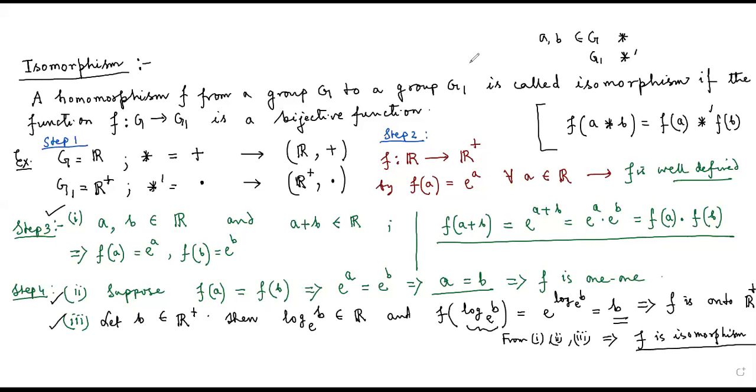And if I want to write it properly, sometimes authors write it in this manner, that f is an isomorphism of the group R plus onto R plus dot. Okay, so this is the definition, this is the example. I'm going to the next page.